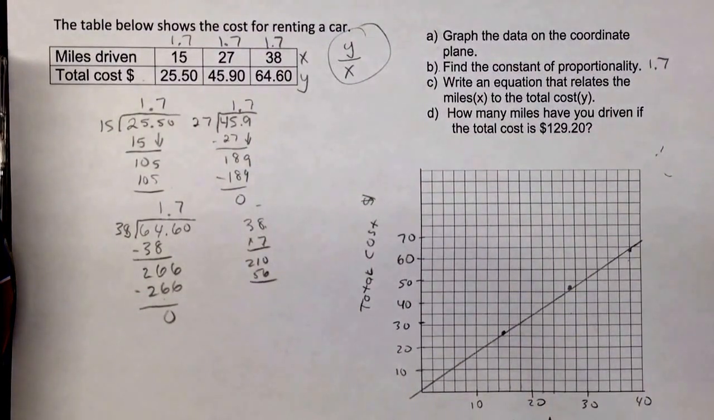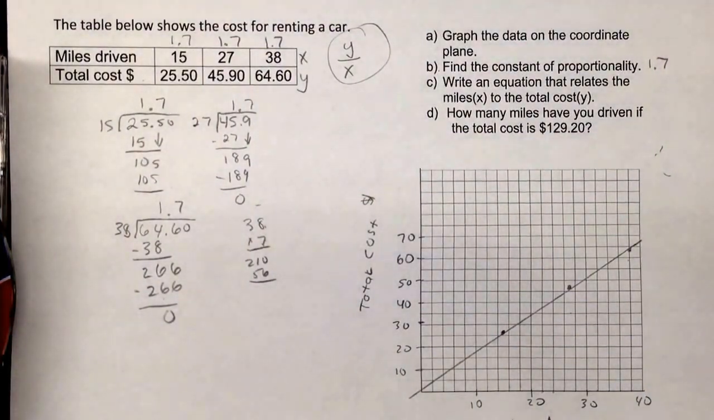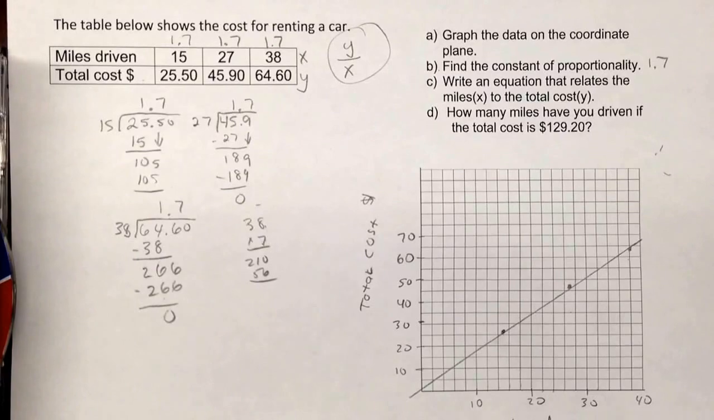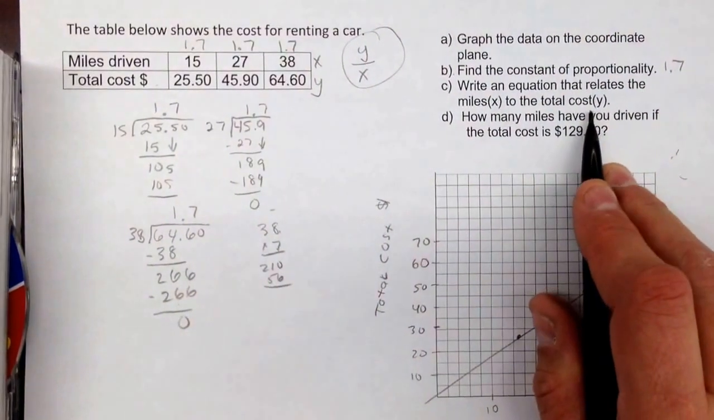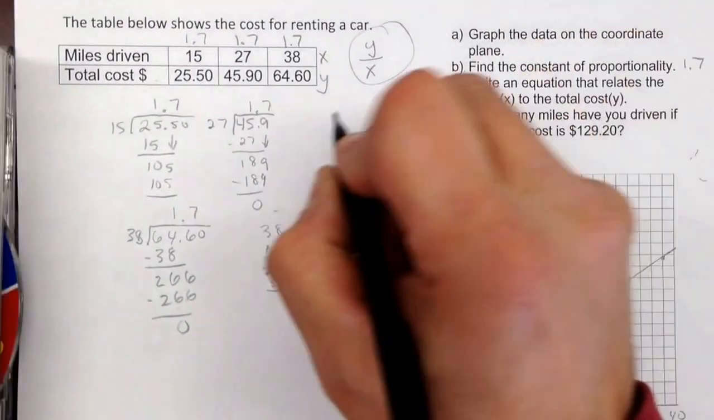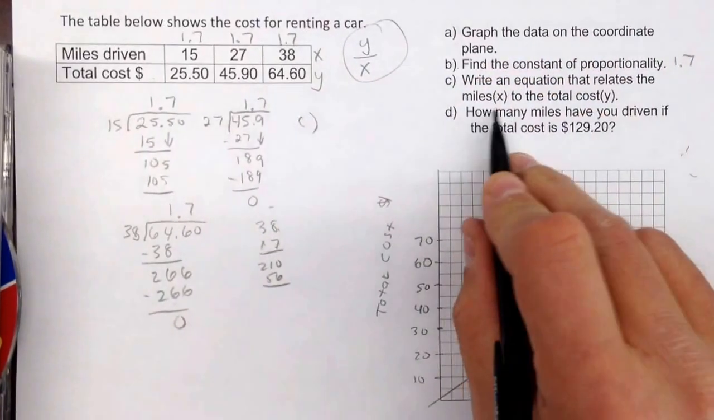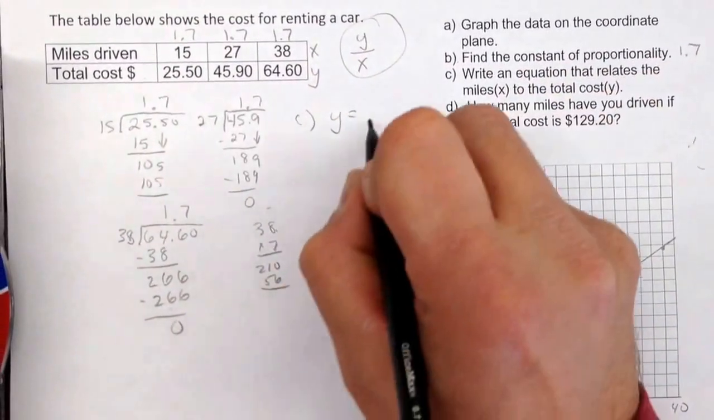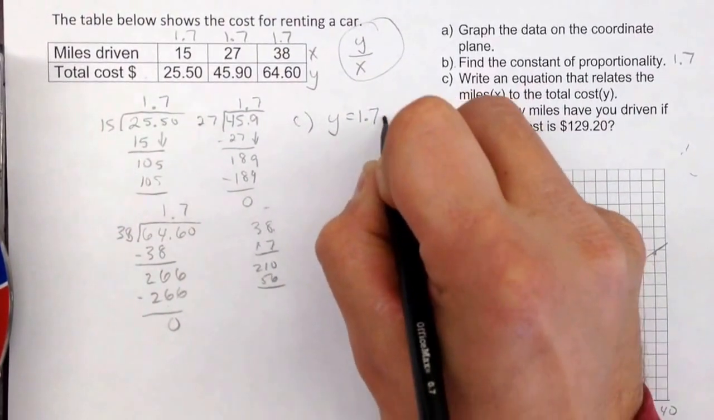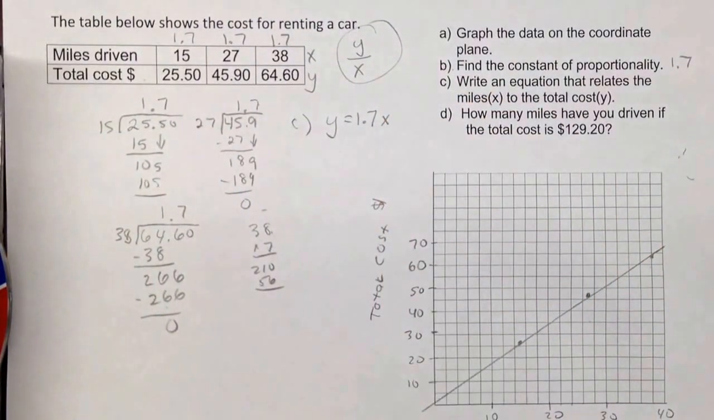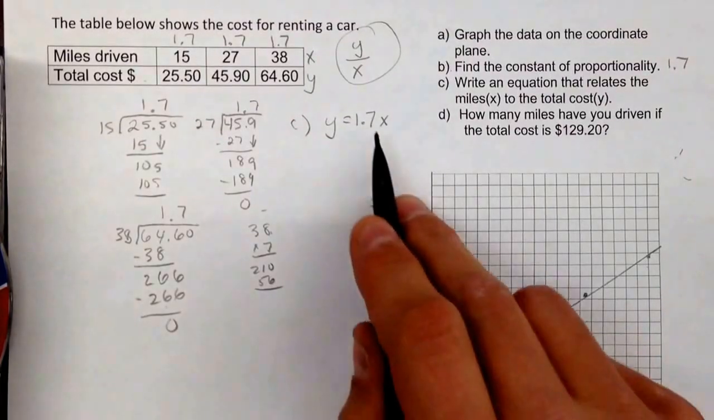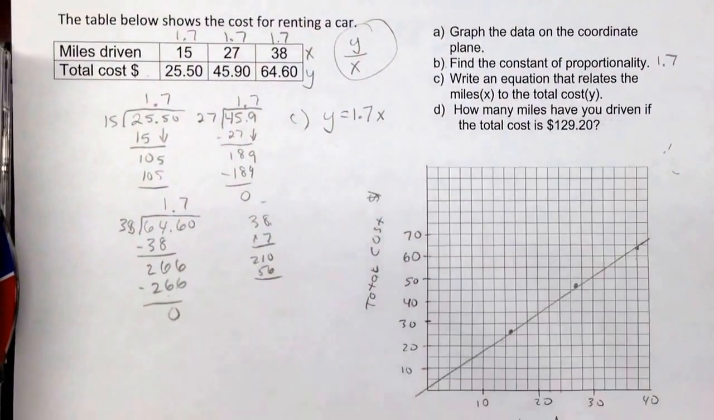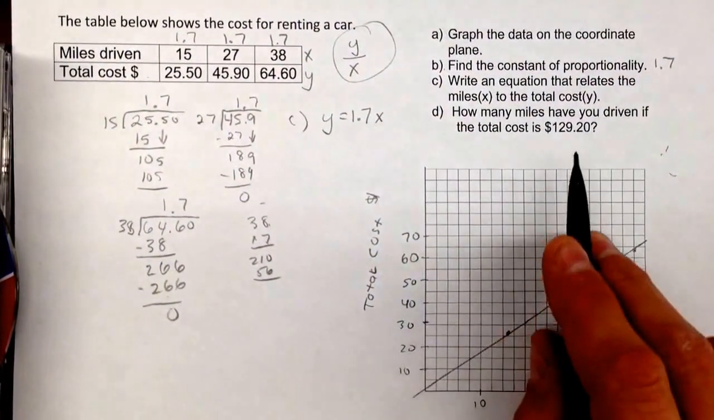The next question asks to write the equation that relates the miles x to the cost y. Well, the equation for C is going to be y equals, or the cost is equal to 1.7, our constant of proportionality, times the number of miles driven. So that's the equation.